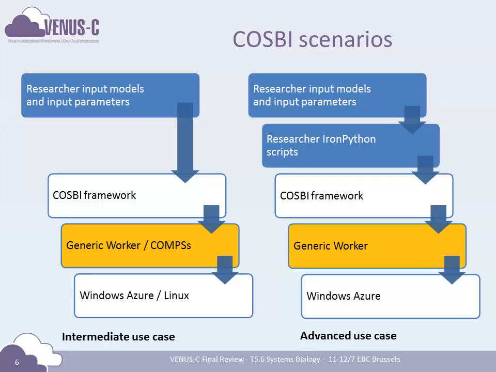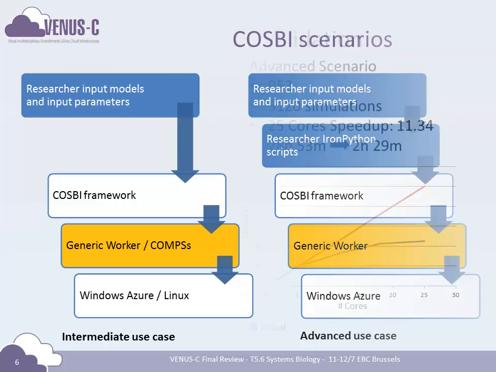For the intermediate scenario, the COSBI framework may rely either on the generic worker or the COMPSs, independently of the cloud provider. In this case, the only input needed is the model on which the experiment should be run and the initial parameters. For the advanced scenario, the use of the generic worker on Azure is required, and the framework provides a further layer that allows the researcher to submit, along with the model, an IronPython script describing the experiment data flow.